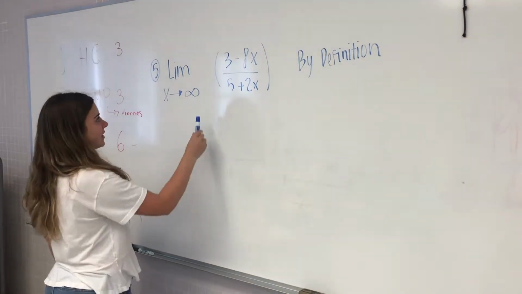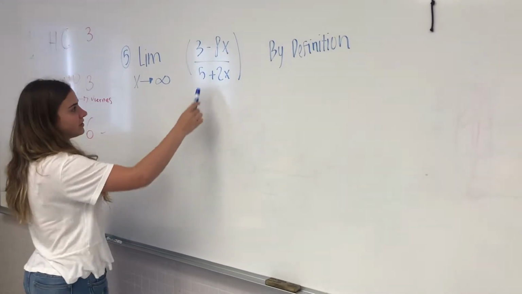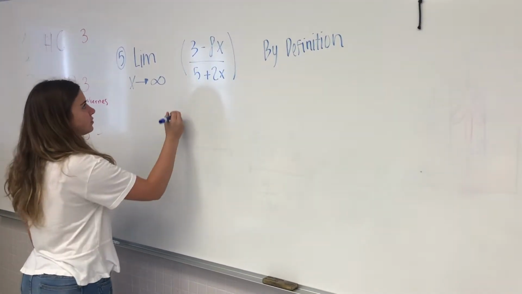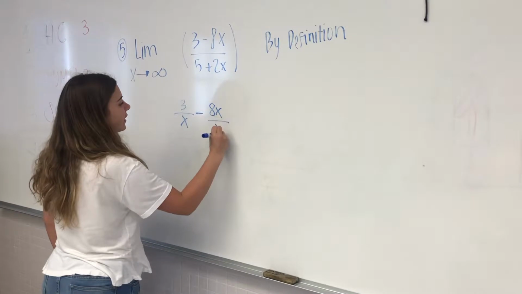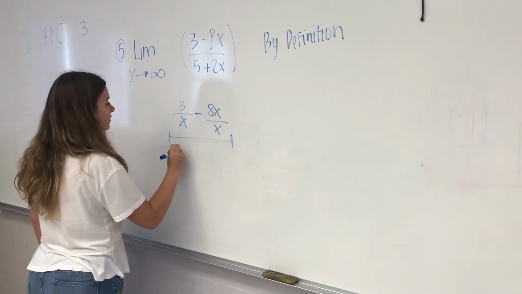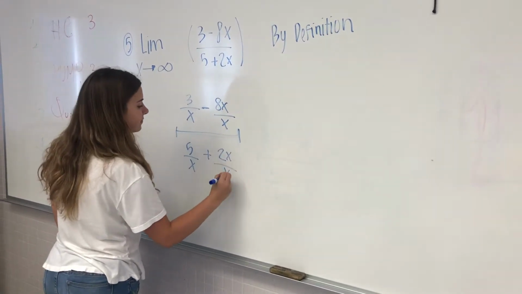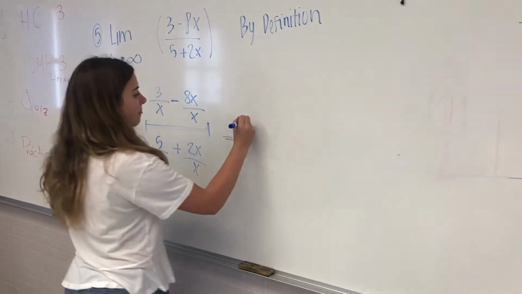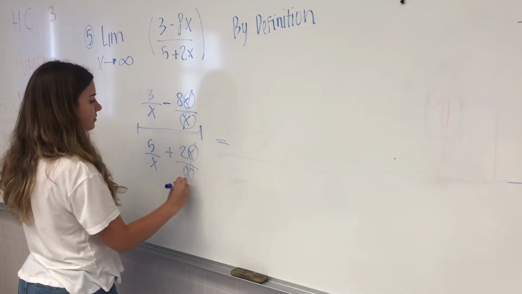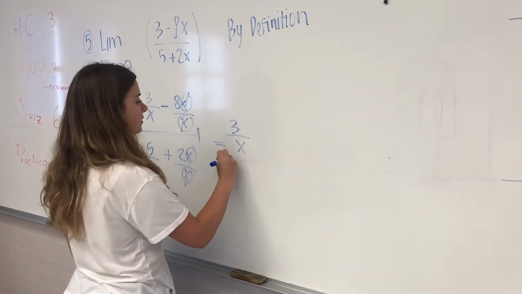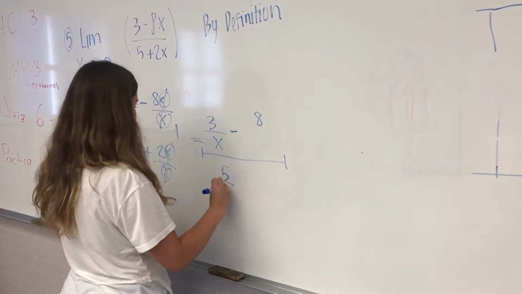Okay, so the problem that we got assigned is the limit when x is equal to infinity by definition. So what you have to do in this is divide everything by x. So you do 3x over x minus 8 over x divided by 5x over x plus 2 over x. And then you eliminate these x's, you cancel them out, and then you are left with 3x minus 8 over 5x plus 2.